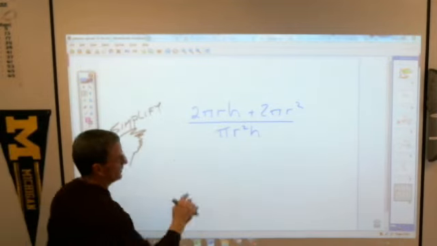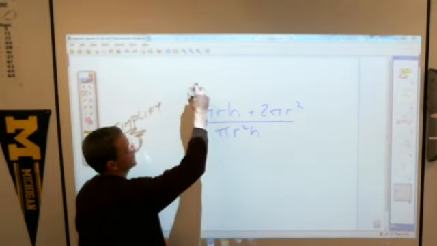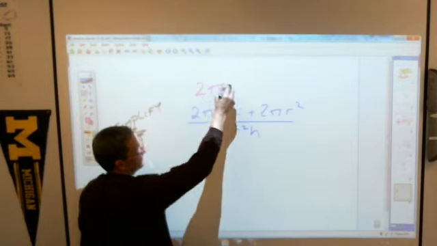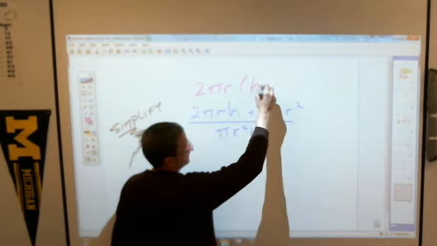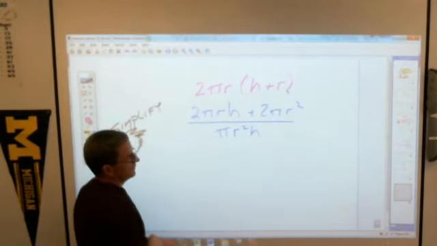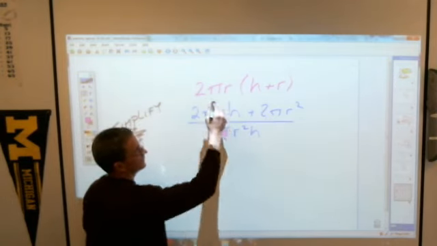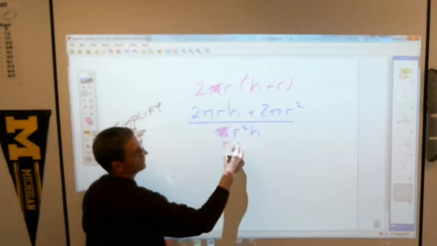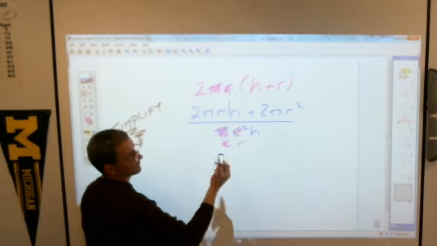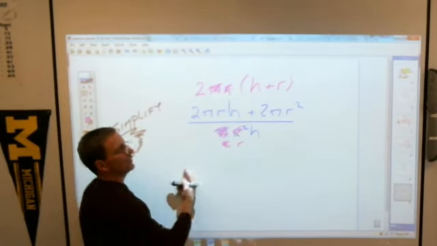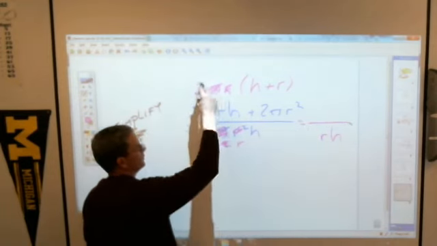I've done that before. What can you factor out on this? A 2, a pi, an r. You take that out, you're left with an h plus an r. And then, remembering that r squared is r times r, obviously this pi cancels that pi. You have 2 r's on the bottom, one of them is going to cross off. Nothing else cancels, so typically what they'll want you to do is leave the r and the h on the bottom.